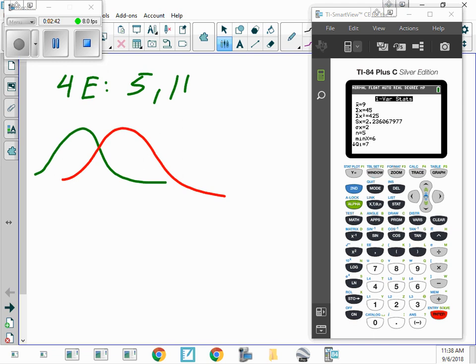Okay, number 11, can the SD ever be negative? No. Why not? You square all the distances, which turns it positive, and then you take the square root.